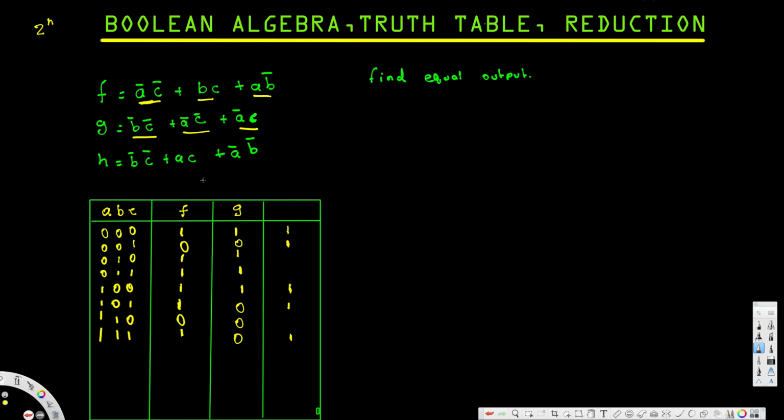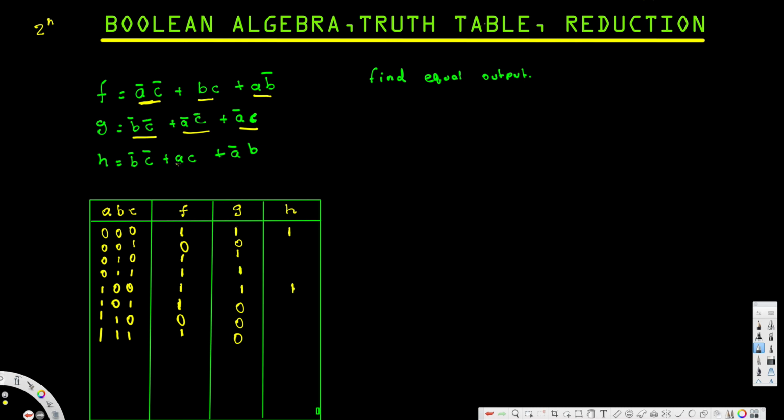B bar C bar, A C, A bar B. This one is B, not B bar. So I had to do it all over again, because if I do it like this I won't get a similar answer. I have to have an equal answer to compare, to prove we can have something similar. Okay, B bar C bar. B bar C bar means what? Both of them have to be 0 in order to get 1. So this is 1, and then this is also 1.